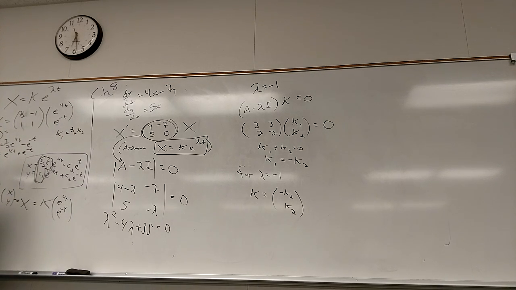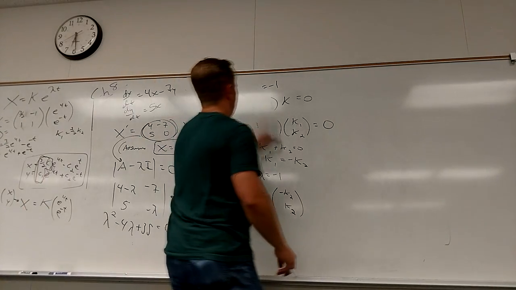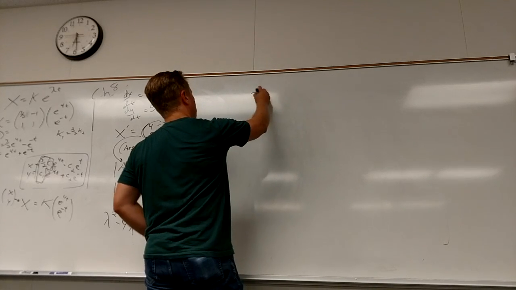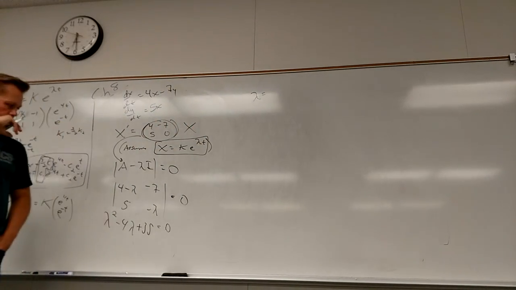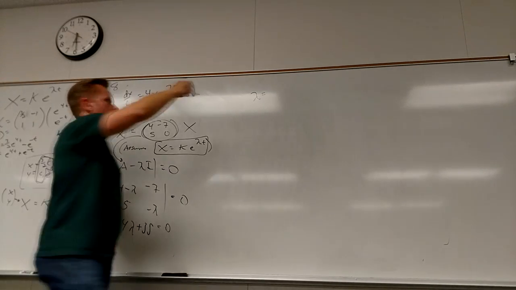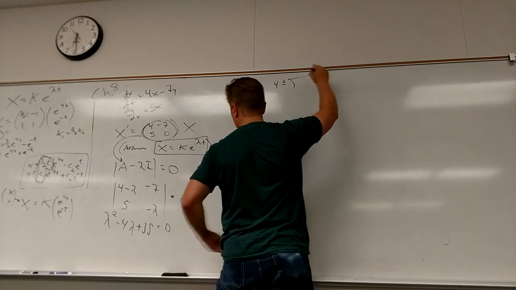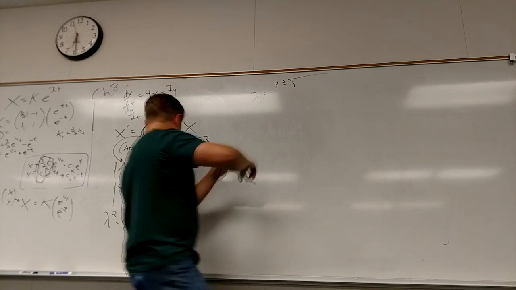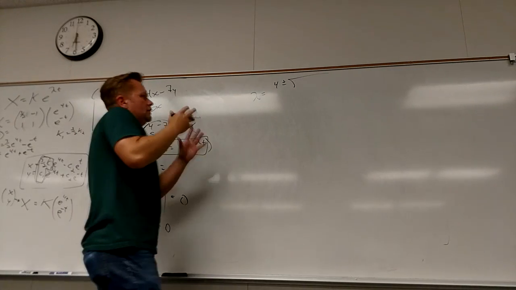Oh, I would do one that's like this, wouldn't I? That won't factor, will it? No. So what do you have to do? Use the quadratic formula, using lambdas. Who cares? Lambda is just a variable. You need to do this. 4 plus or minus the square root of 16 minus 140. Oh, it's complex, even.